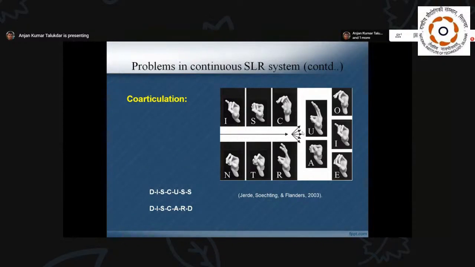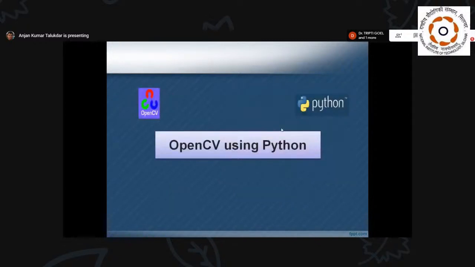So this is about some problems. There are many more problems of co-articulation that I have not discussed here because of the time constraint, so I've just given a glimpse. Now we come to the last part of my presentation, that is OpenCV using Python. Many of you may or may not be familiar with the OpenCV library, so I'll briefly give you some idea so that we can start.